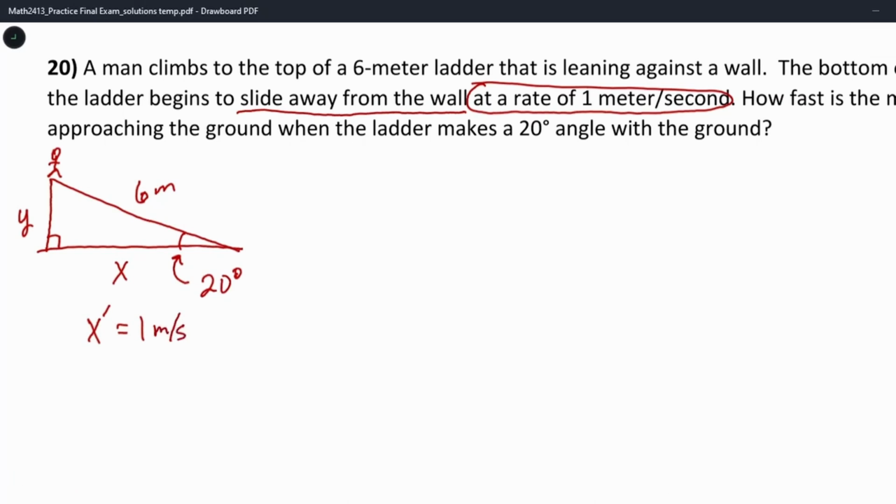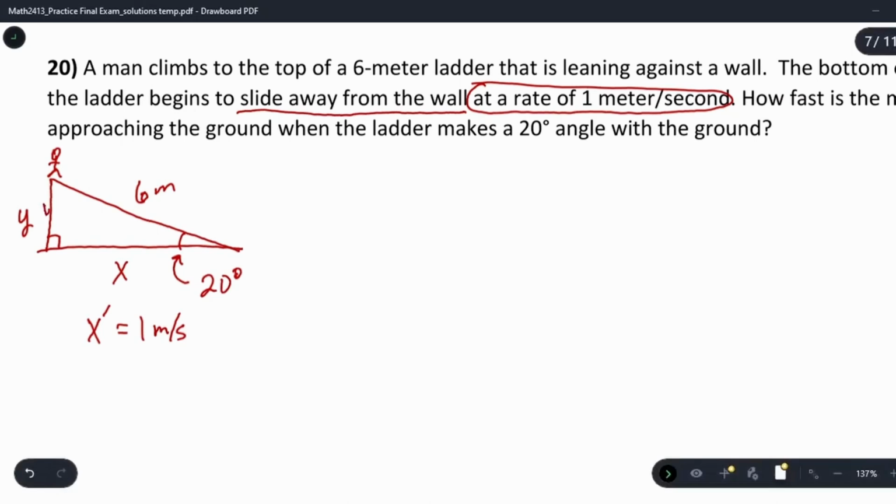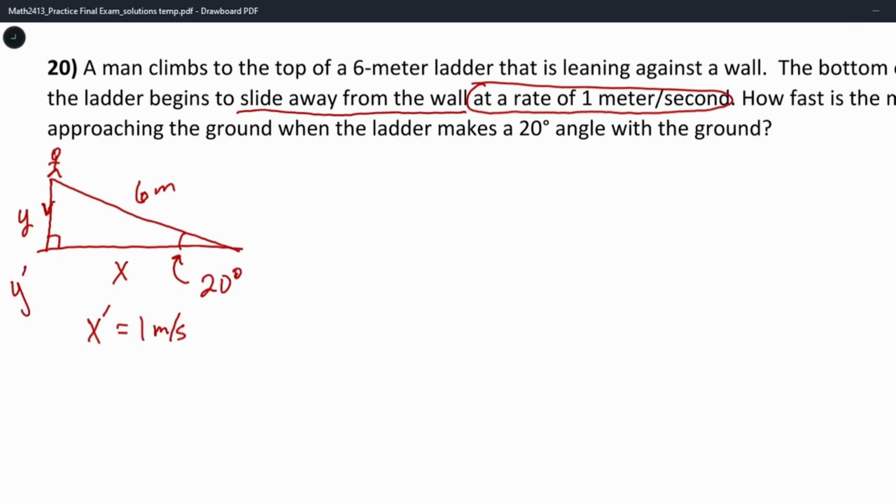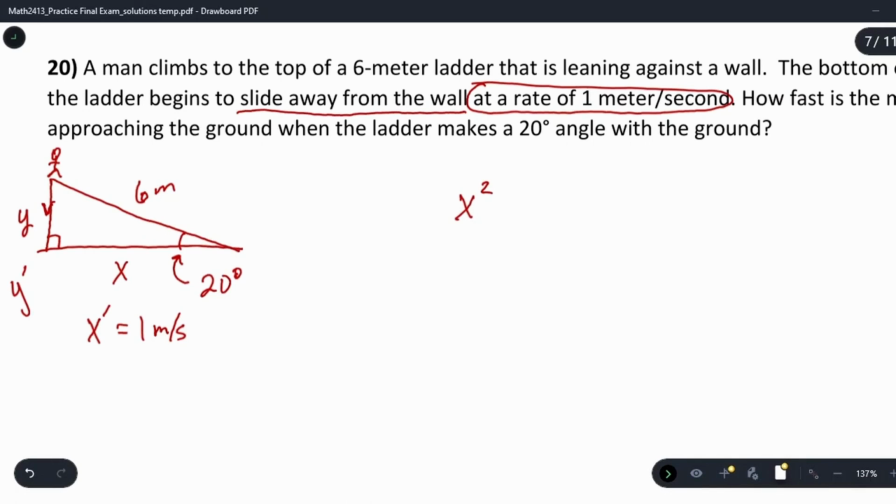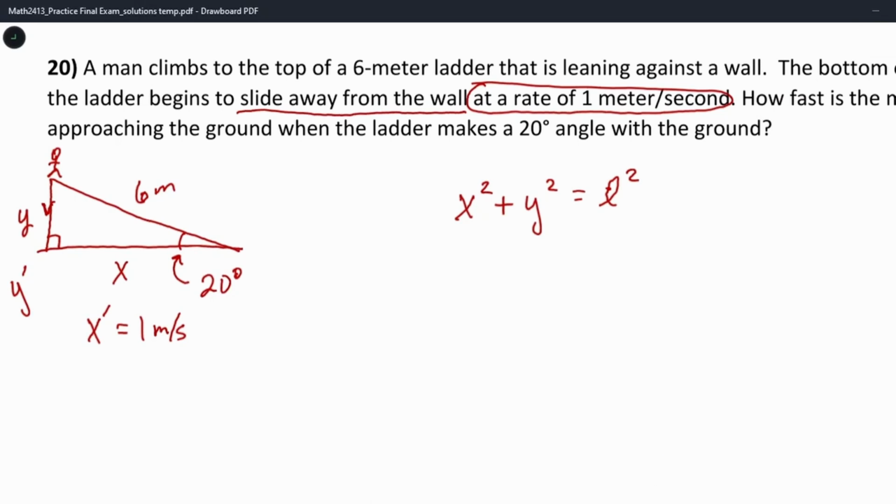We want to know how fast the man is approaching the ground. That is, how fast is this y side changing, and that is y prime. That's what we're looking for. And we have a formula that relates all 3 sides of a right triangle, the Pythagorean theorem, and that's the equation we're going to start with. So x squared plus y squared equals, I'm going to say L squared. L represents the length of the ladder, or the hypotenuse.